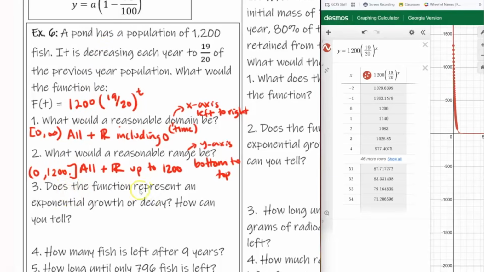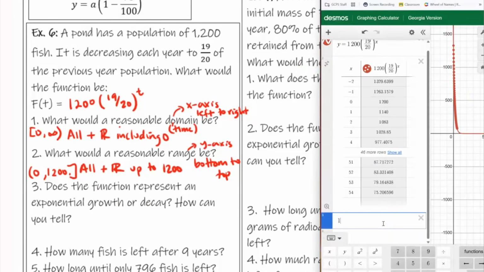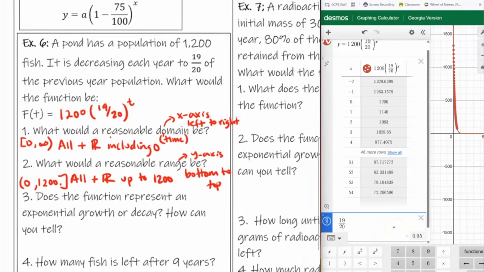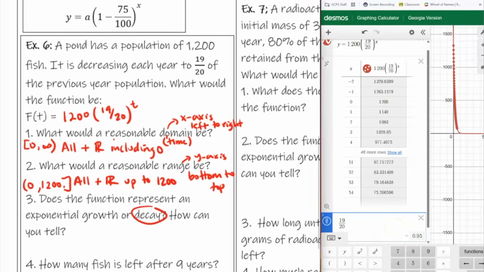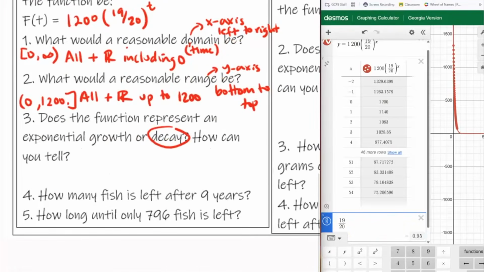Okay. Does the function represent an exponential growth or decay? We can look at the graph. If it's sliding down, it's decay. Or you can look at 19 over 20. And again, sometimes you need that fraction to be a decimal so you can see it, which is 0.95. So you know B is between 0 and 1. You can look from the graph or from the equation. We do know that it's decay.